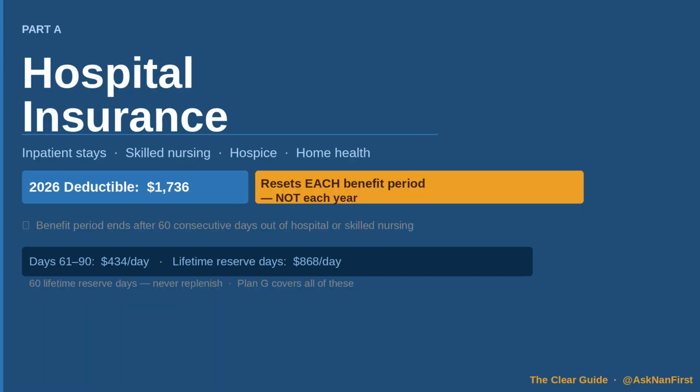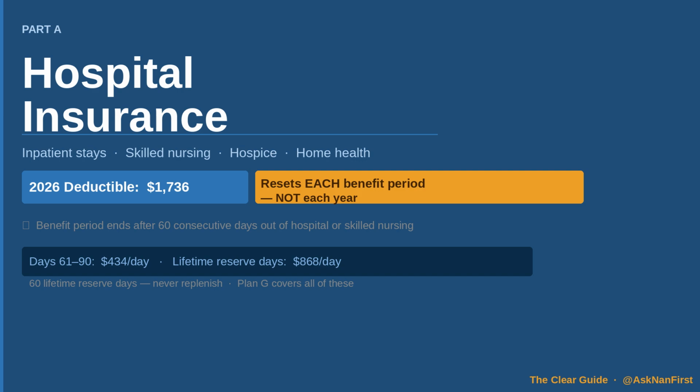First of all, Part A. Part A is your hospital insurance. Think of it as the part that kicks in when you're admitted. Inpatient hospital stays, skilled nursing facility, hospice, and some home health care.